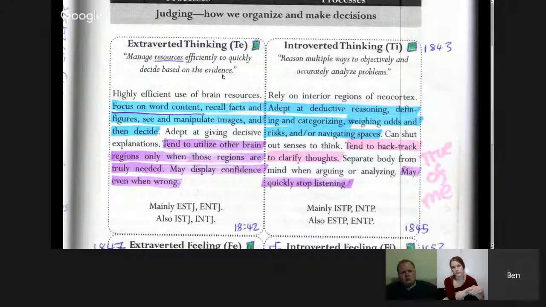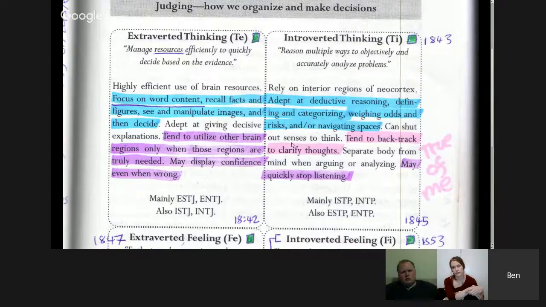Right. So we've got, again, this is his findings on TE. May display, yeah, I think it's funny, this may display confidence even when we're wrong. Well, that's going to happen.